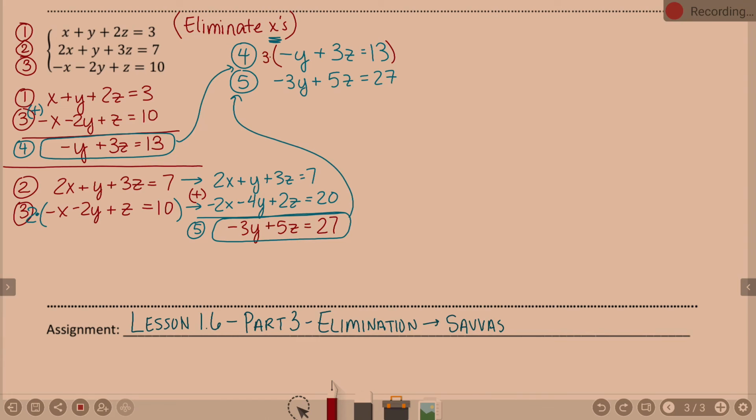I am going to go with negative 3. So, my top equation when multiplying by negative 3 becomes positive 3y minus 9z equals negative 39. My bottom equation just carries over. Negative 3y plus 5z equals 27.